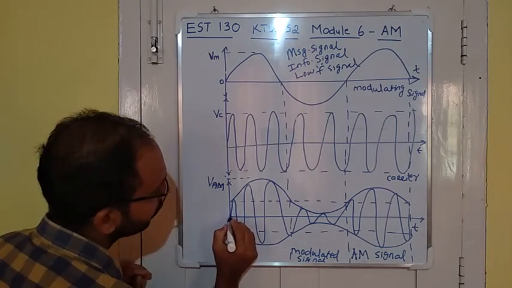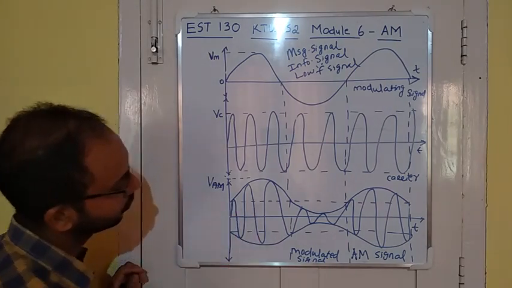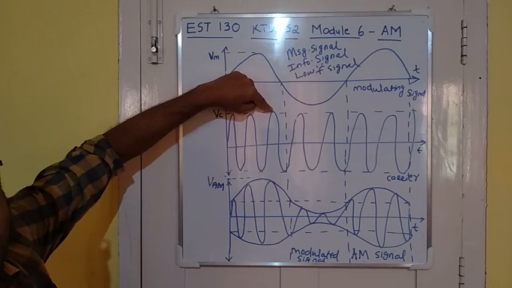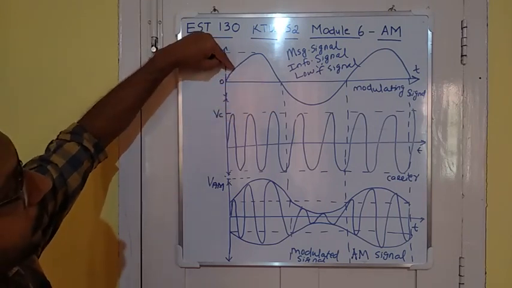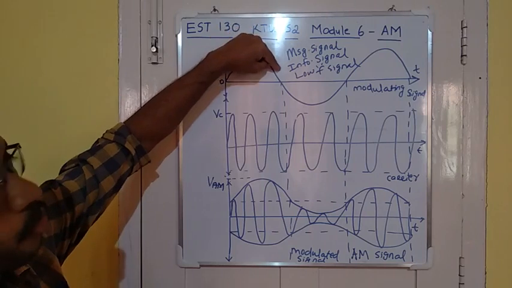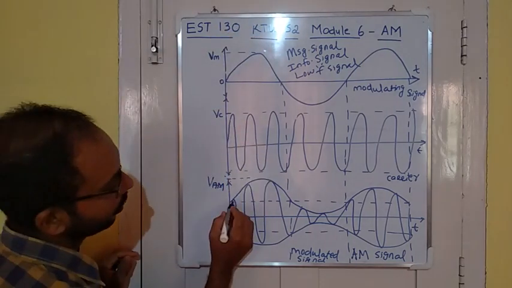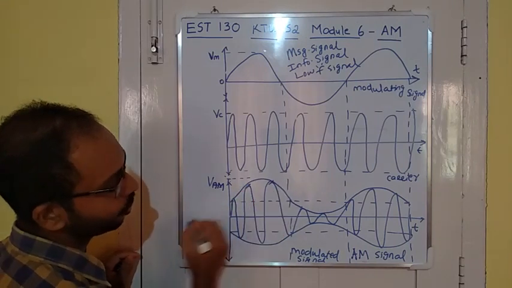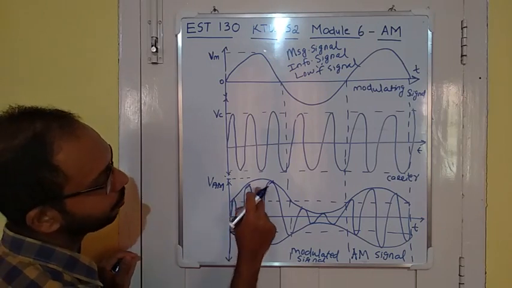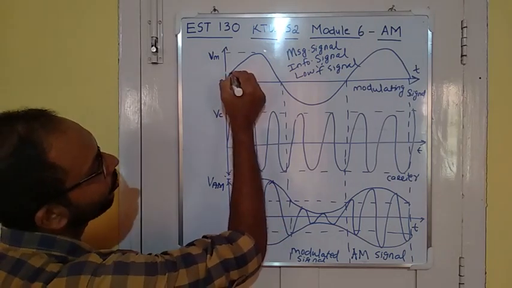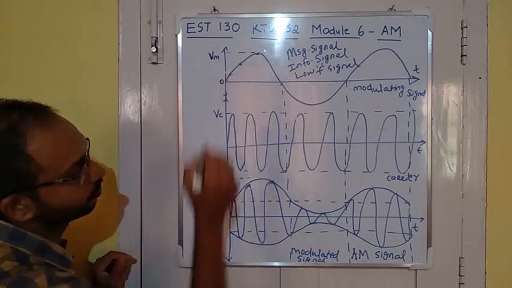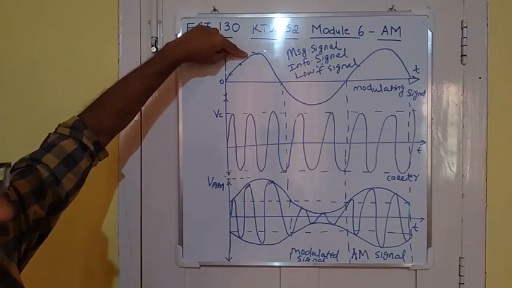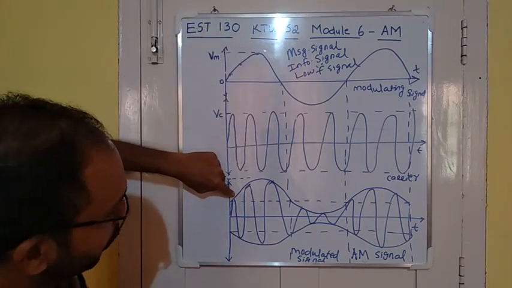See, the variation is like this. So this amplitude is varying according to the variation in amplitude of the modulating signal. So this is the amplitude here, then amplitude here, then amplitude here. These 3 points we can mark like this. This variation in amplitude of the modulating signal is reflected here.